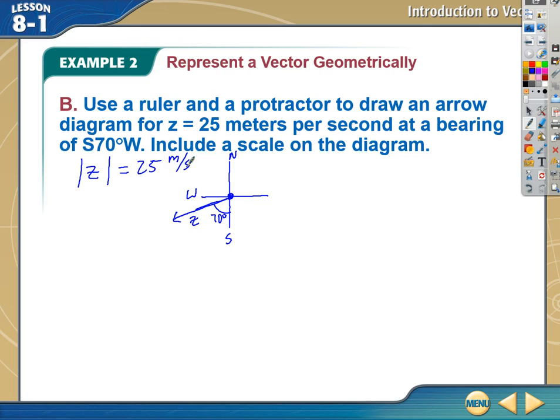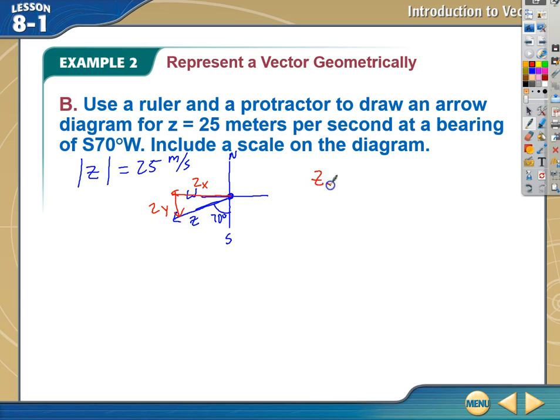Okay. So how do I use this? I want to break this into component form. I want components. Can you see the components? Here's one component. Second component. Again, I call this Zx, and I call that Zy.